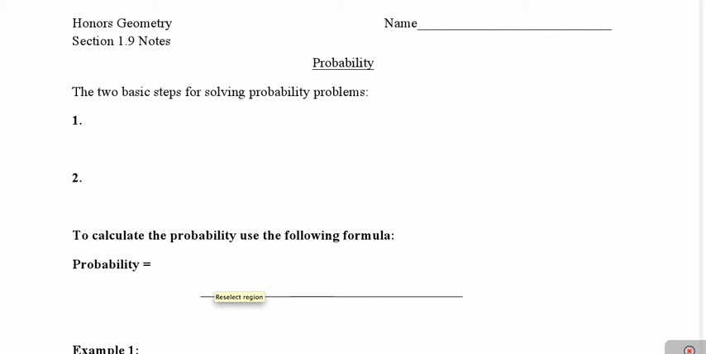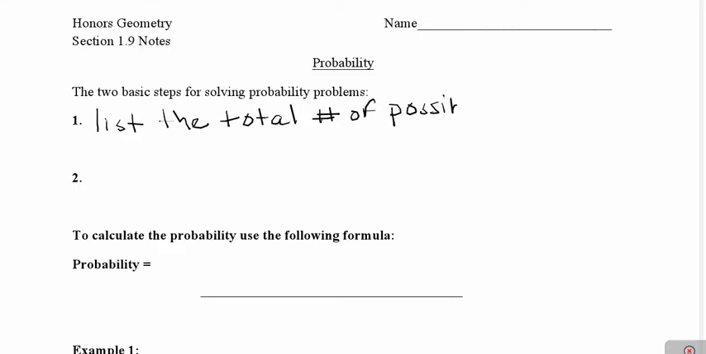Alright, in this video, we are going to be examining probability, the very basics of it, and how it can be applied to geometry-related problems. For any type of probability question, there are two basic steps to solve them. The first step is to list the total number of possibilities.